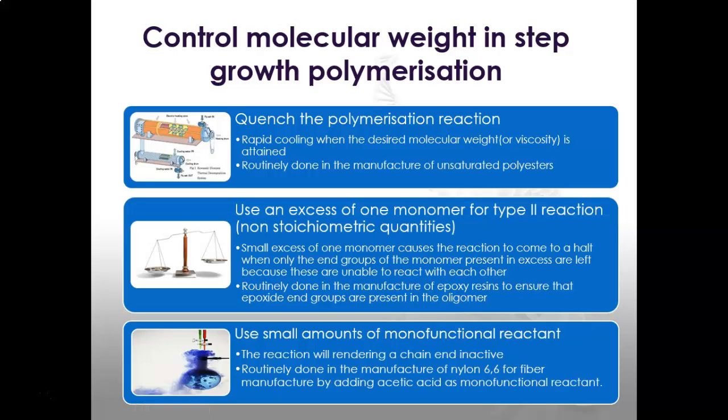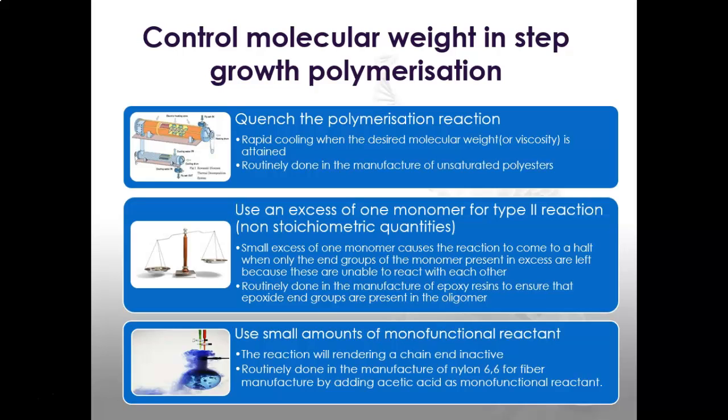Okay, if you have achieved the high molecular weight polymer and you don't want that molecular weight to be reduced, or you want to stop the production of high molecular weight, you want that level only. You want just to quench, or you want to limit the molecular weight. So these are several steps you might want to use to control molecular weight in step growth polymerization. First is by quenching the polymerization reaction.